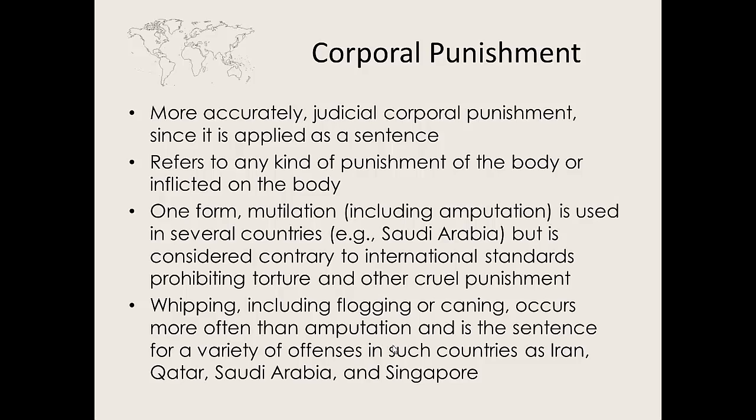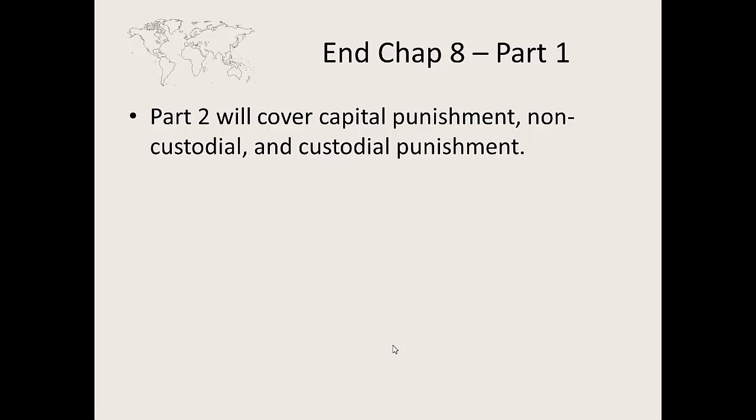Other kinds of corporal punishment that still occur today include whipping, and that includes flogging somebody with a cane, for example. So Singapore, you've possibly heard about cases of caning as being the punishment that's been handed down. It certainly occurs more often than amputation does. It's the sentence for a number of different offenses and is still used in Iran, Qatar, Saudi Arabia, and Singapore as some of the examples where whipping is considered to be the appropriate punishment for some offenses.